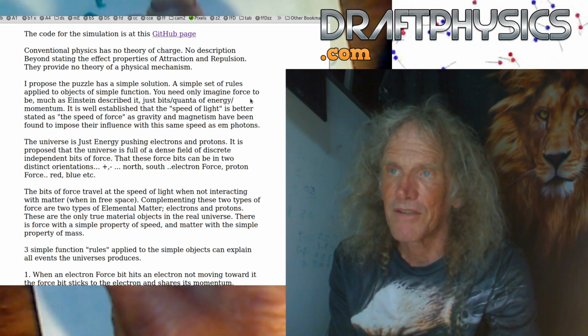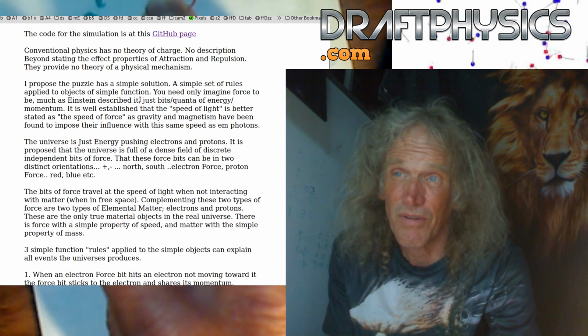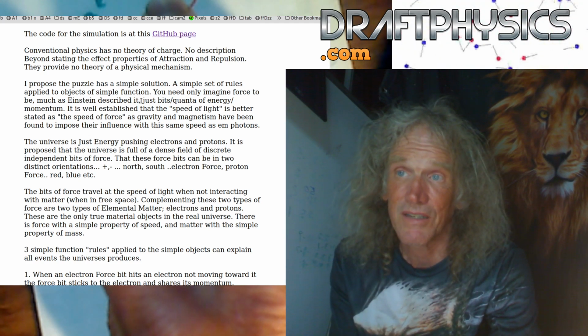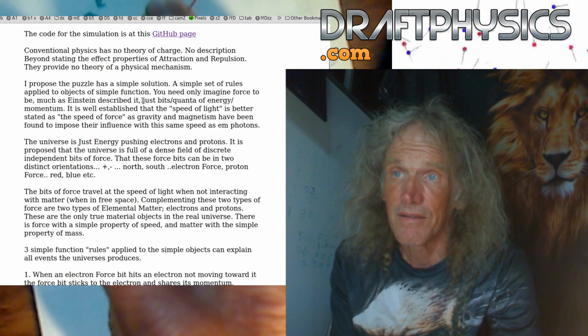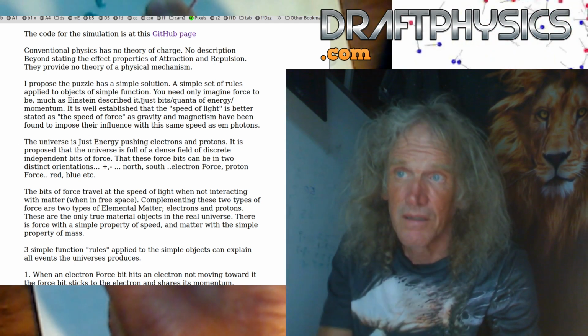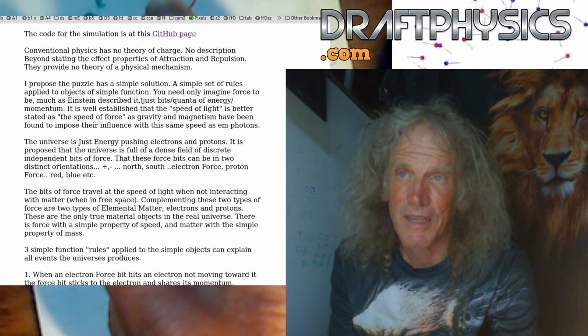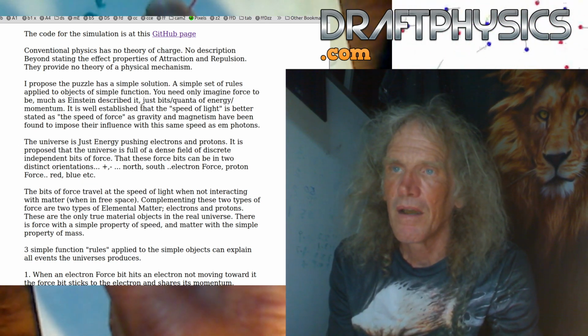You need only imagine force to be much as Einstein described it. Einstein did describe it. He just didn't do it very well. He didn't draw a clear picture of it, but he did talk about light quanta and the idea that a photon would in some way either be this quanta or be made of this quanta, but he didn't really make it clear.